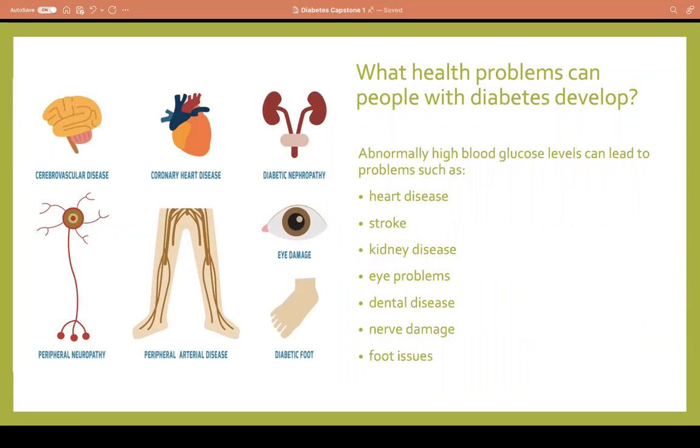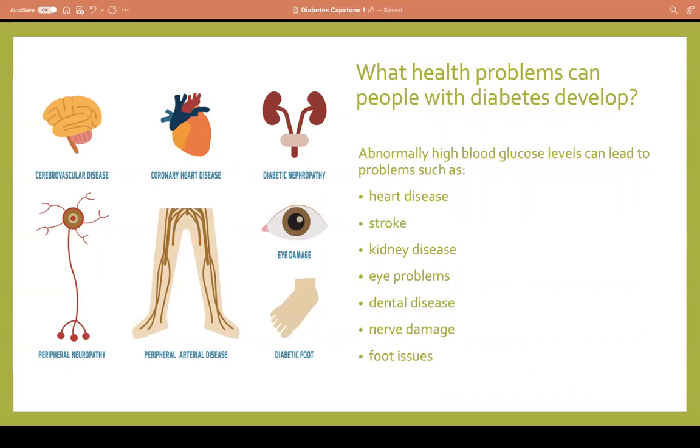People with diabetes disease can develop a plethora of health problems. This includes abnormally high blood glucose levels that can lead to problems such as heart disease, stroke, kidney disease, eye problems, dental disease, nerve damage, and foot issues.